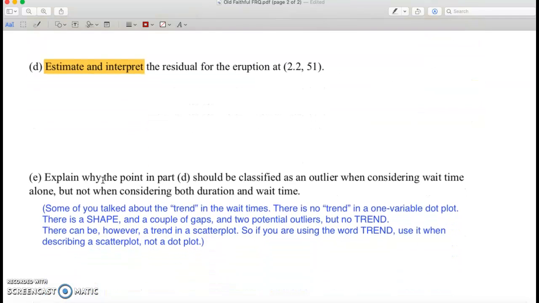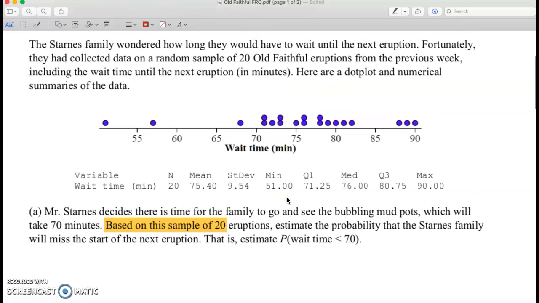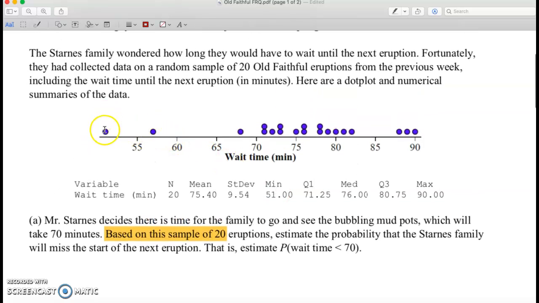And then the last question was certainly a very different question. The point that we've been talking about, this 2.2, 51, he says it should be classified as an outlier if you're just looking at wait time alone. But when you consider duration and wait time, it's not an outlier. And so to describe that, well, it's real easy just to go up to the top here. Here's what 51 looks like if you just look at wait time alone. So this would be a great place to go to write your explanation. Why is 51 considered an outlier?